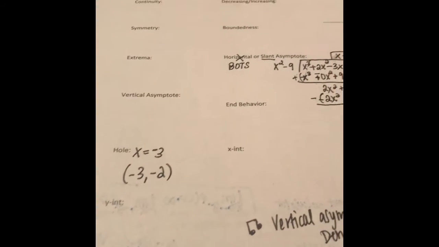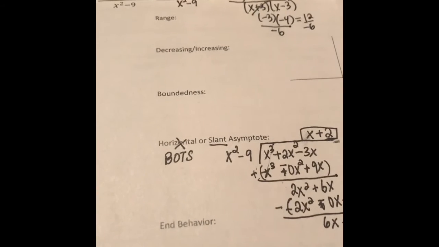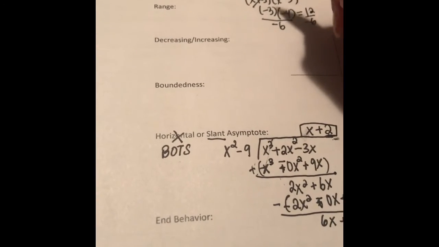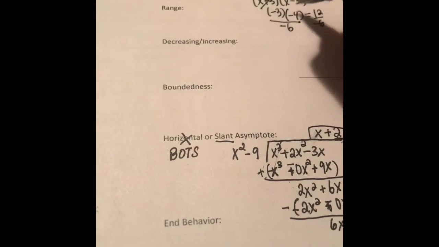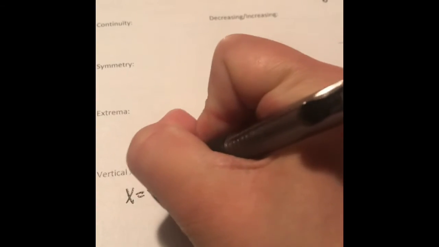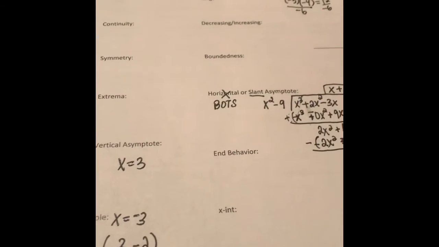All right. The next thing I'm going to do is find the vertical asymptote. Remember, vertical asymptotes are found in the denominator. So in the denominator, we're going to set that equal to 0. X would have to equal 3. So there's our vertical asymptote.